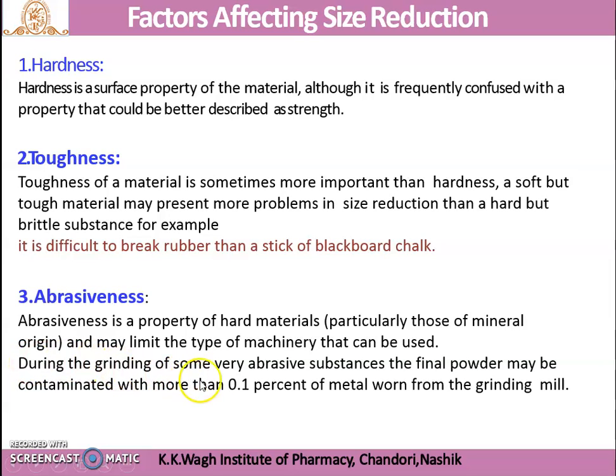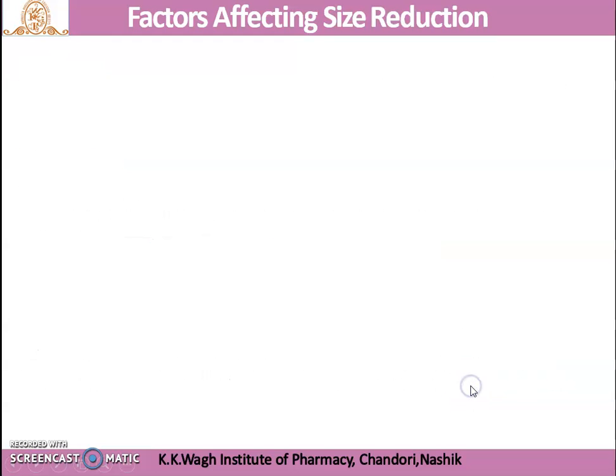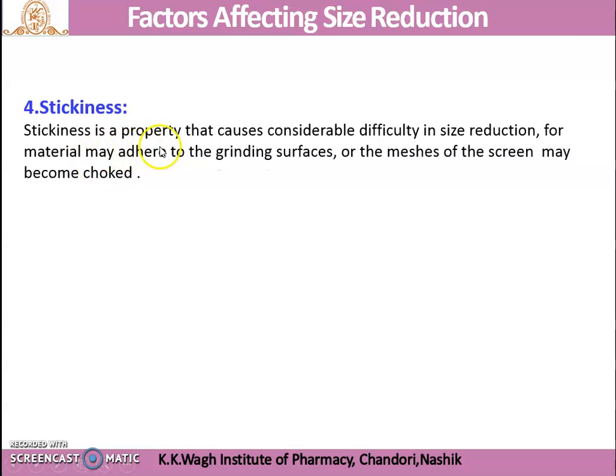During the grinding of some very abrasive substances, the final powder may be contaminated with more than 0.1% of the metal worn from the grinding mill. The next factor is stickiness. Stickiness is a property that causes considerable difficulty in size reduction, as the material adheres to grinding surfaces, or the meshes of the screen may become choked.